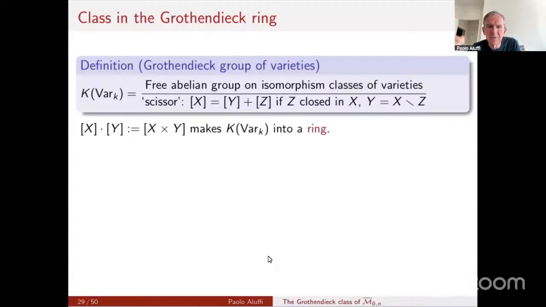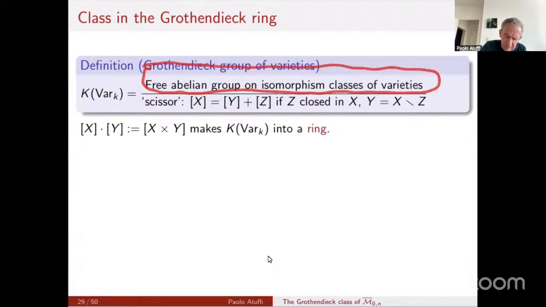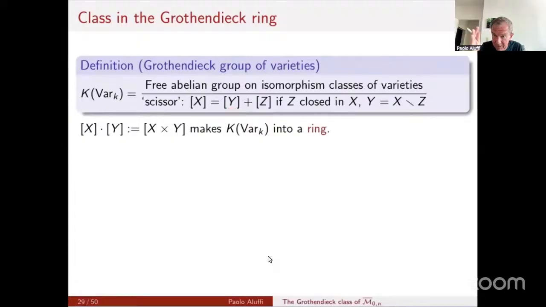And this is where the Grothendieck group comes in as a convenient way to talk about these things. If you know about the Grothendieck group, you do. If you don't, then bear with me for a minute. The Grothendieck group is just a way to combine varieties together. So take the free abelian group on isomorphism classes of varieties, but then you allow yourself to identify the class of X with the sum of the classes of Y and Z if X is the disjoint union of Y and Z.